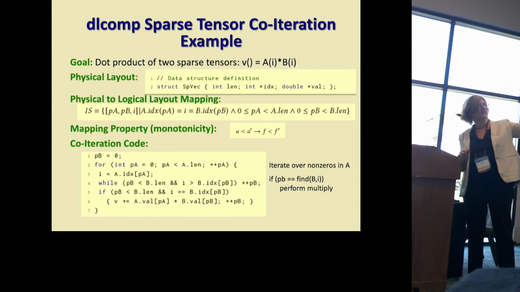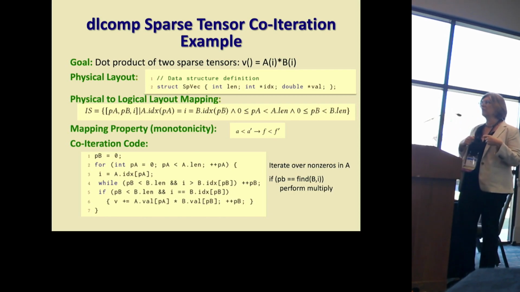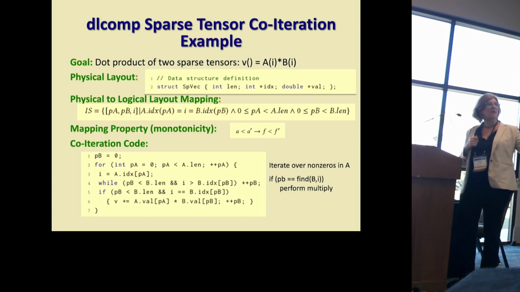Okay, so the physical to logical layout mapping says 0 is less than or equal to the indices in the layout of A, is less than A length, and same thing for B. So that's the indices of the physical layout. And then we're looking for locations where A index PA equals I equals B index PB, which means that they're referring to the same location.